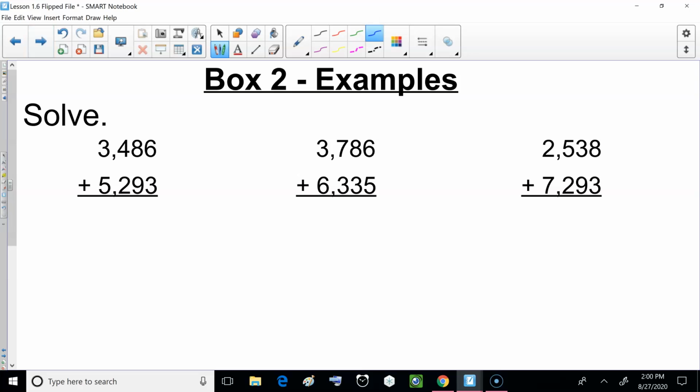So I'm going to use this one right here so you can write down these examples as well. We're going to do this subtotal one. So in the ones place value, 6 plus 3 is 9.